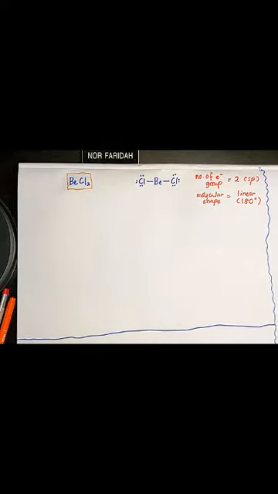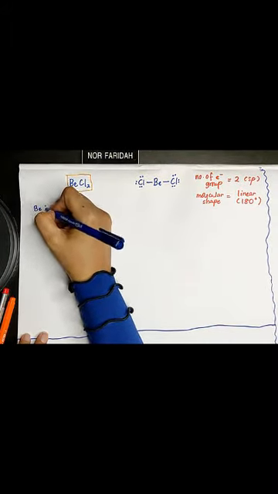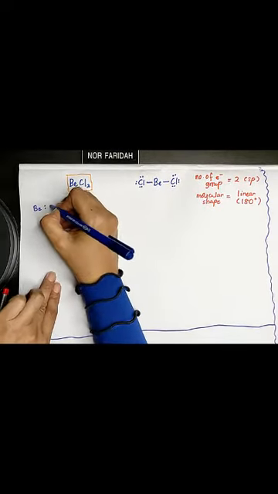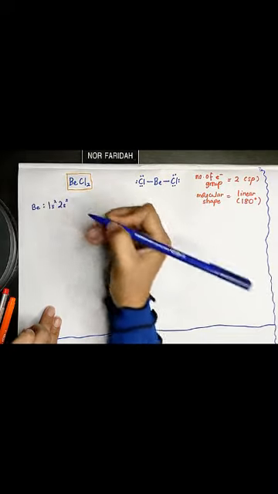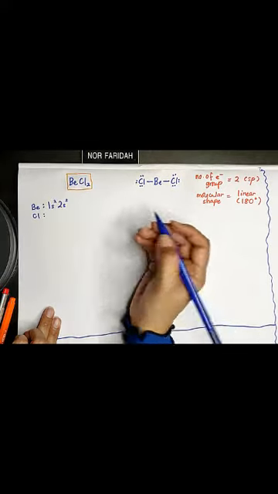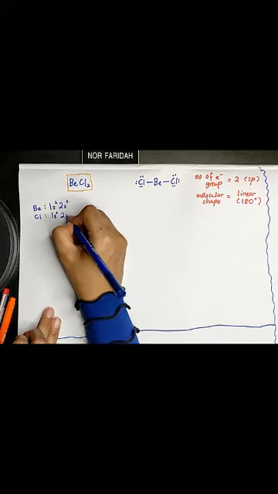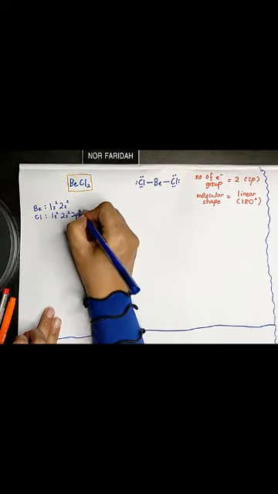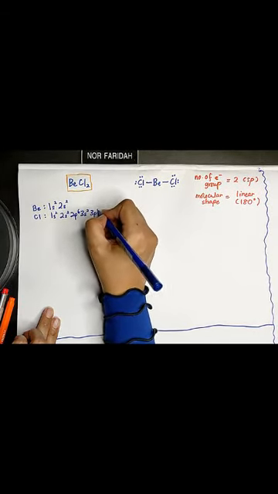Now write the electronic configuration of the beryllium atom. Beryllium, the proton number is 4, so the electronic configuration is 1s2 2s2. Chlorine, the proton number is 17, the electronic configuration is 1s2 2s2 2p6 3s2 3p5.